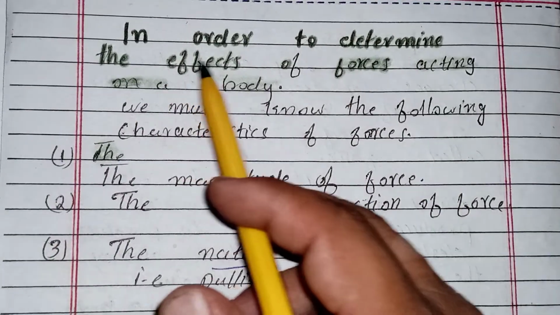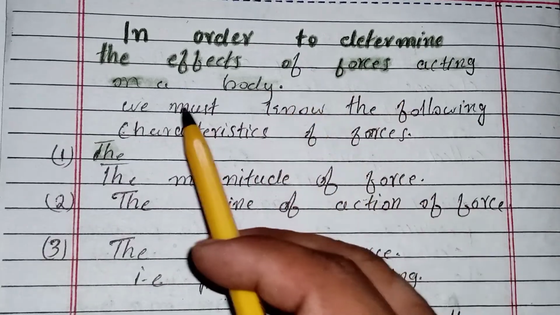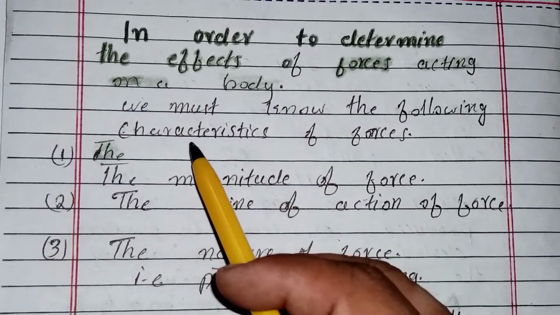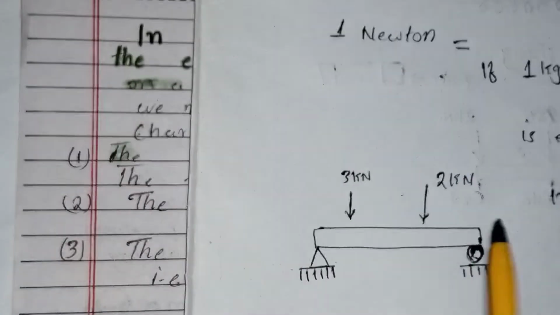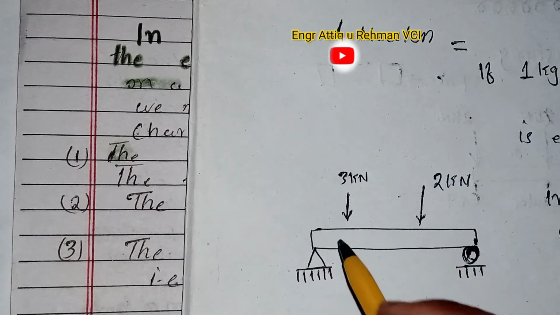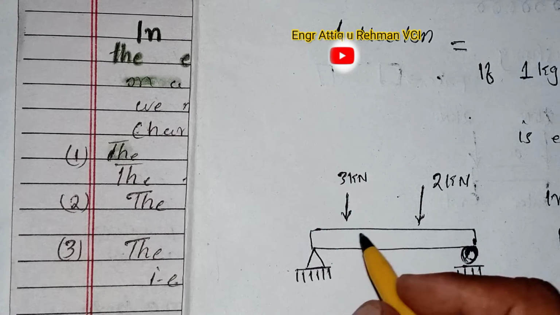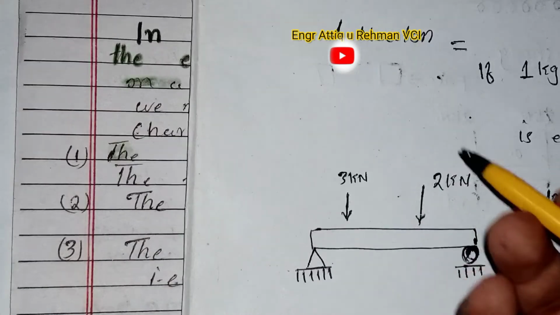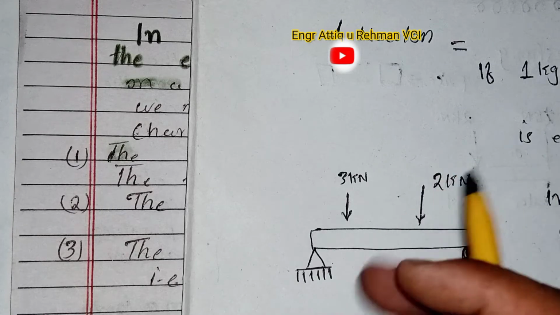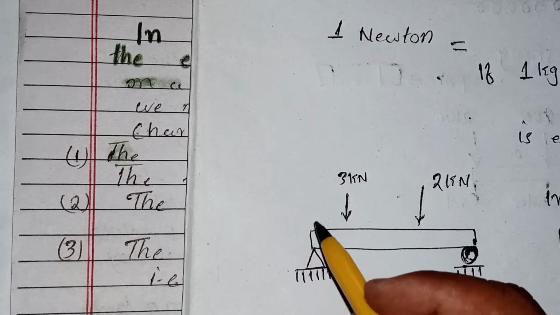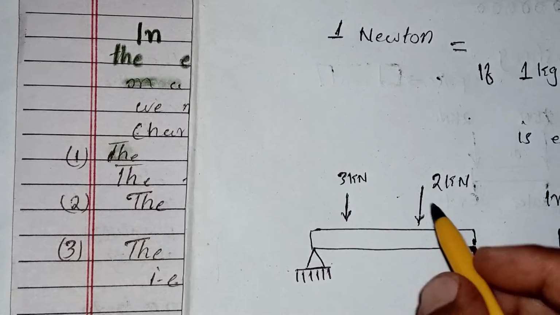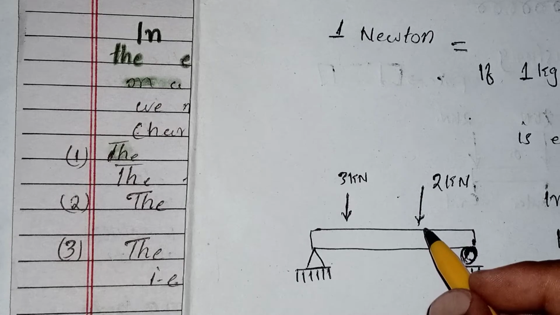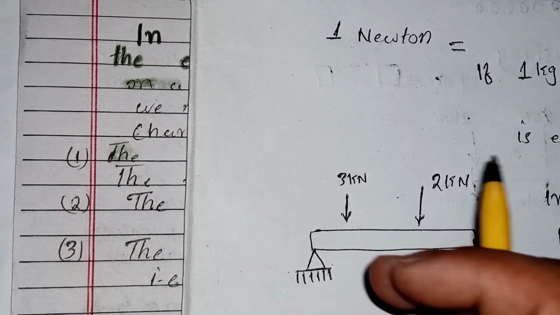In order to determine the effects of force acting on a body, we must know the following characteristics of force. Number first, the magnitude of force. For example, this is a beam on which a force is applied. To determine the characteristics of force, we must know the magnitude. So we can see here that 3 kilonewton force is applied and here 2 kilonewton force is applied. It means that we must know about the magnitude of force.